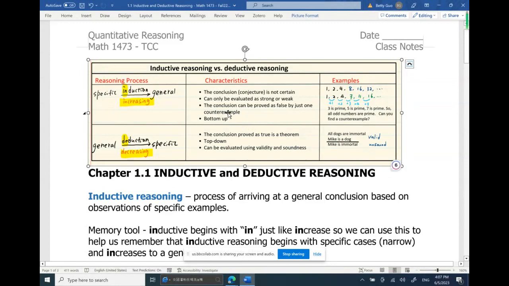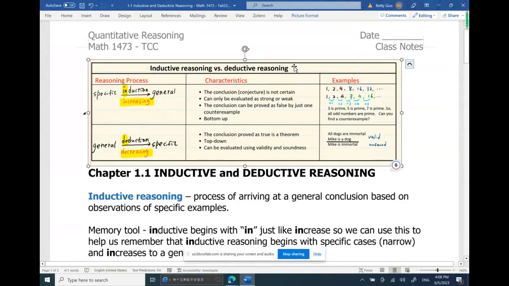Since the conclusion of induction is not certain, we could only evaluate the reasoning process as strong or weak. The conclusion can be proved false by just one counterexample. Let's look at this example in the table note. 3 is prime, 5 is prime, 7 is prime, so all odd numbers are prime. Can you find a counterexample for that? This statement is false because we can easily find a counterexample to disprove it.